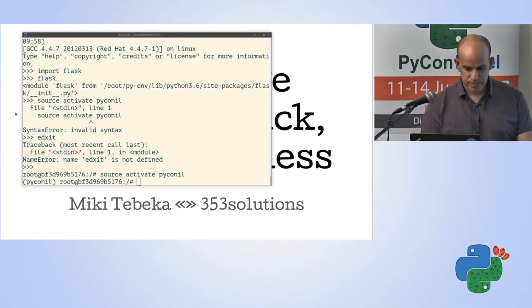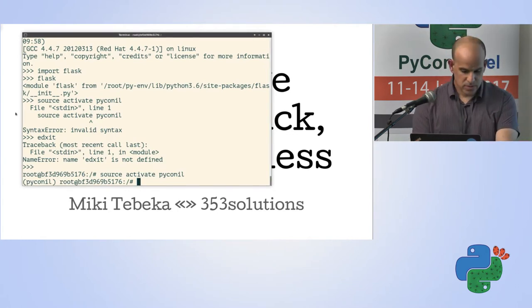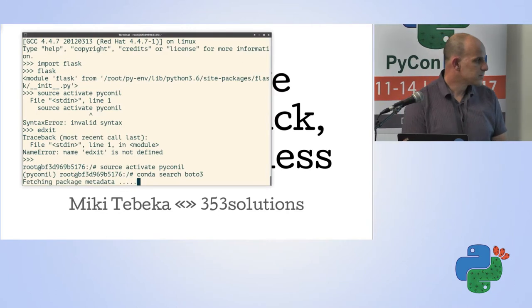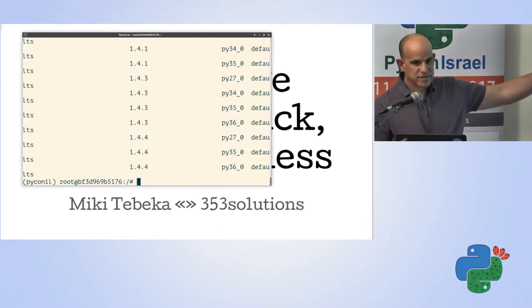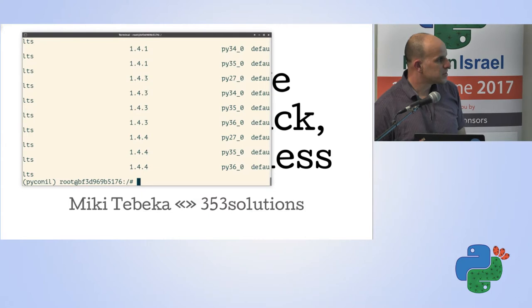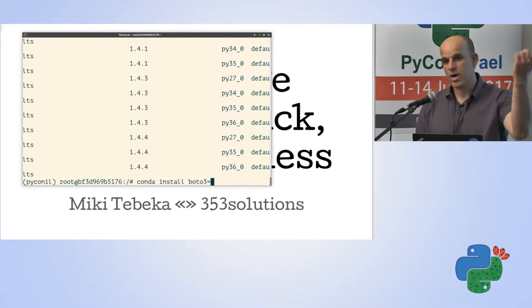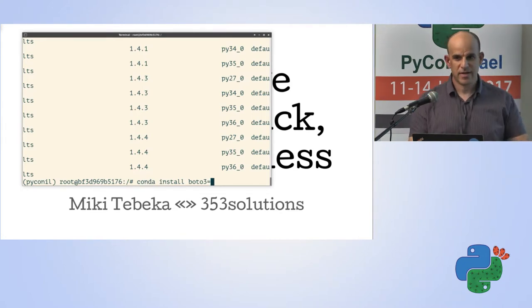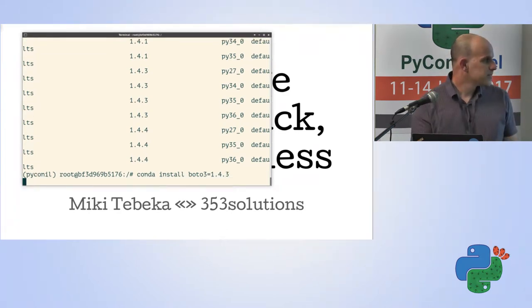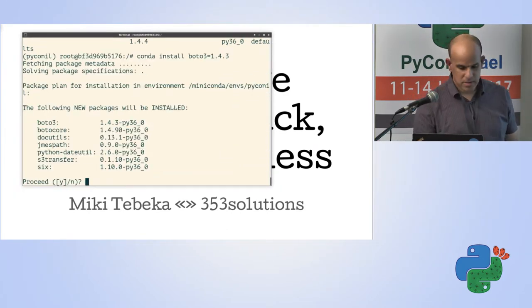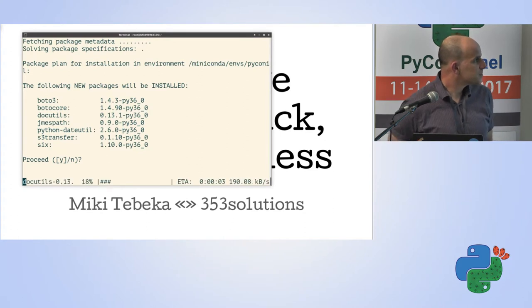Okay, so let's do a conda search for both of three. And we see that we have several versions of both of three available for us. And we can say conda install both of three. And this is just one equal sign because they have to make it complicated, right? In pip, it's two. And then it will pick this version and install it.